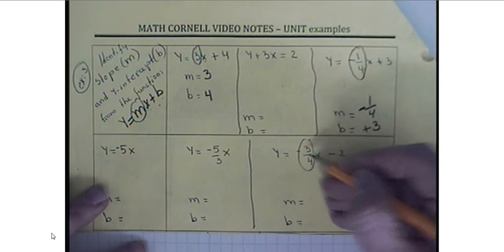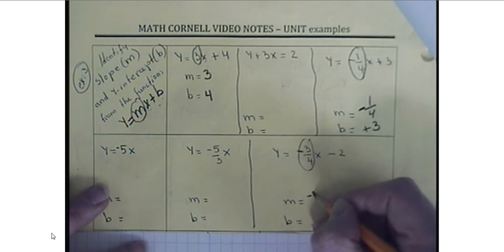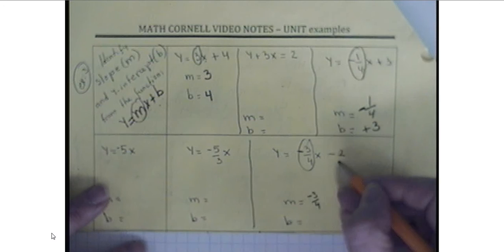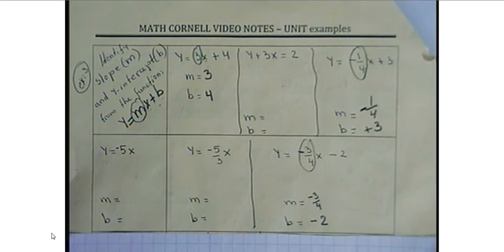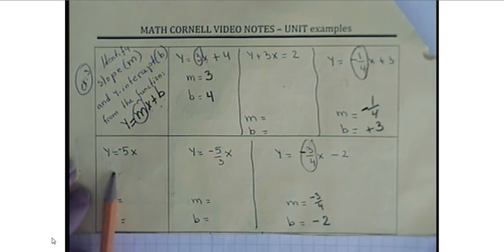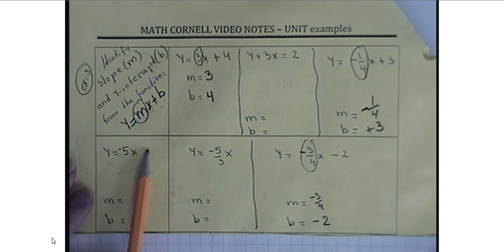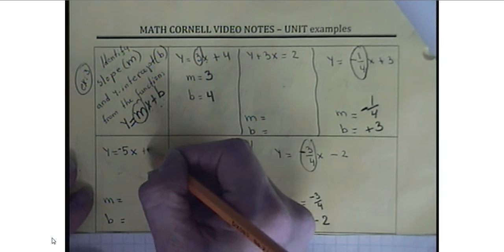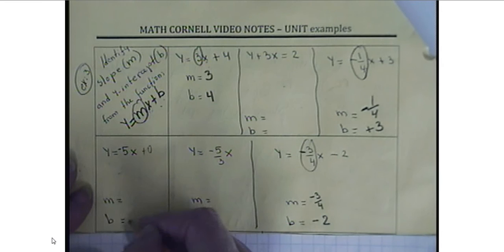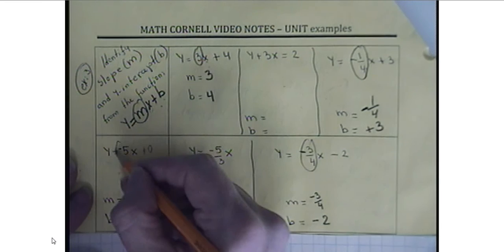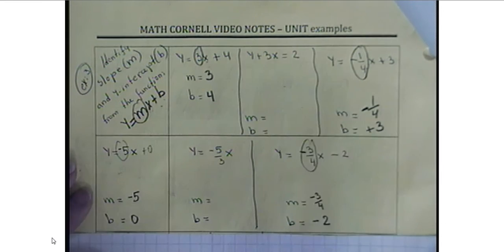Negative 3/4 x, so negative 3 over 4 is the slope, and b will be negative 2. So we are kind of done with a few of those. Let's take a look at this. We have y equals negative 5x, no b. If we don't have b, it's the same as plus 0, right? Nothing there. So b is 0, and negative 5 is what the slope is.